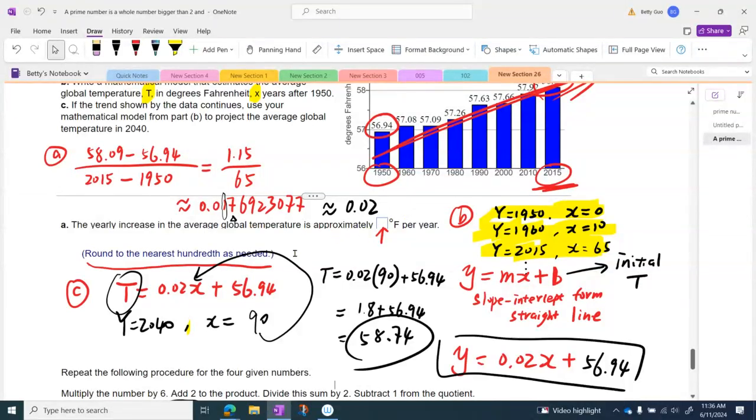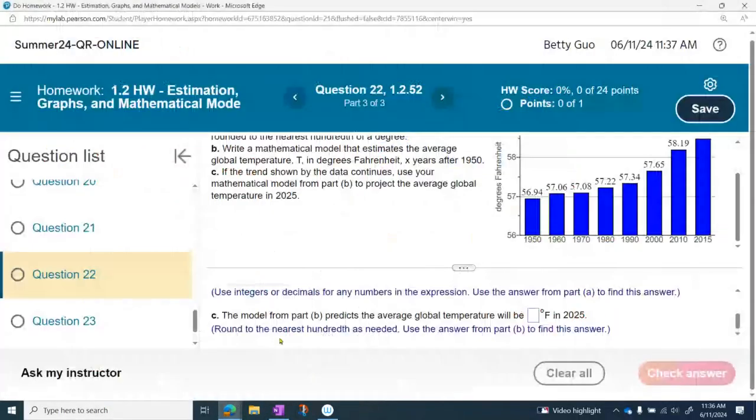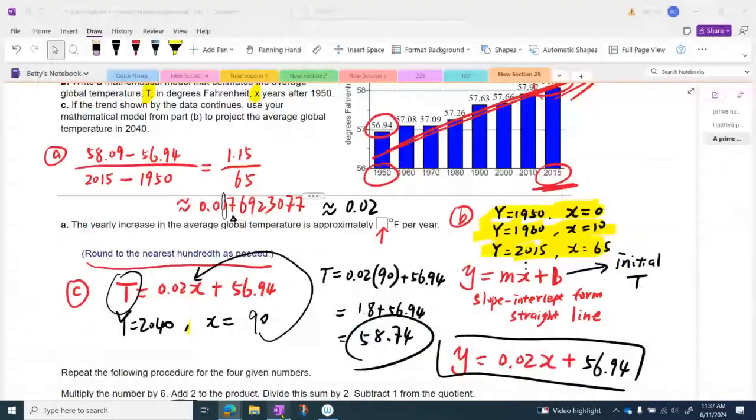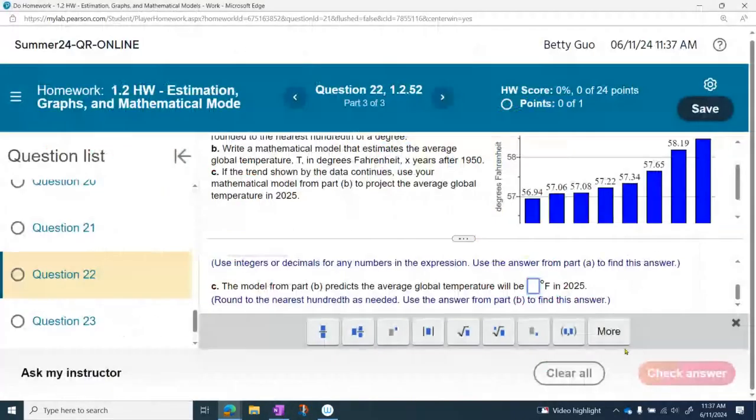That's the predicted temperature in 2040. Sorry, this year is 2024, but it's 2040 in the future. So we're going to enter 58.74. Again, whenever you see something in the parentheses, please do not ignore it. Round to the nearest hundredths, which means you keep 2 decimal places. Use the answer from part B to find the answer. Yes, we used the equation that we had. What's my value? 58.74.